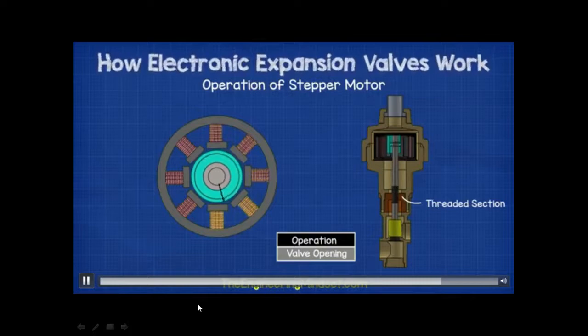When the signal is sent to open the valve, the assembly will rotate in the opposite direction and the threaded section pulls the assembly up. This opens the valve and moves the needle away from the seat, allowing more refrigerant to flow.